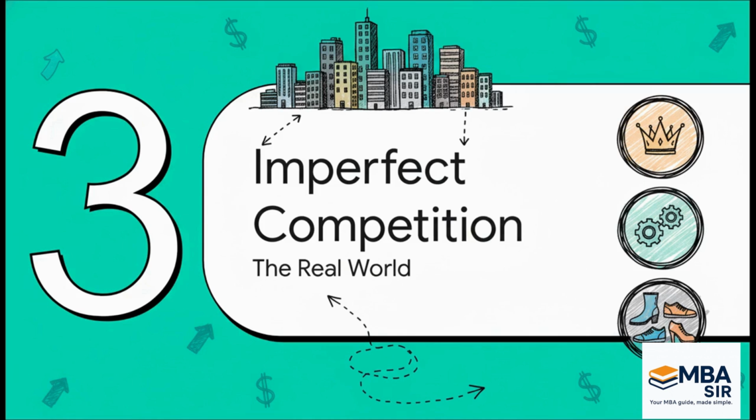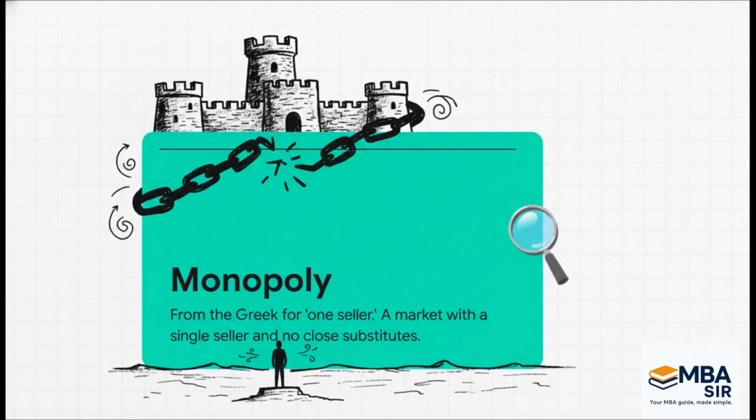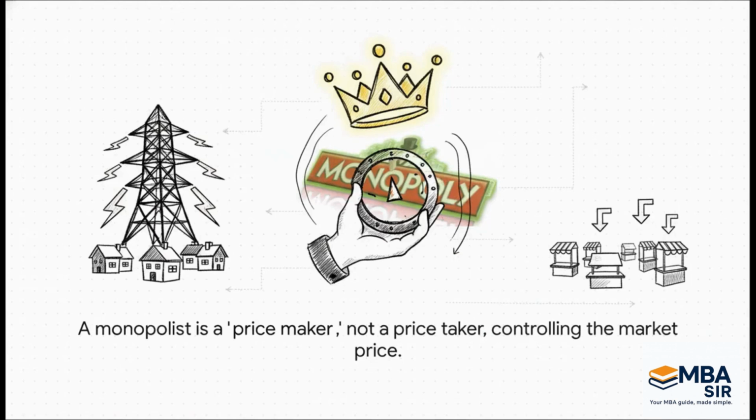We're going to break down the three big ones: monopoly, oligopoly, and monopolistic competition. Let's start at the total opposite end of the spectrum, the monopoly. The name literally comes from Greek, monos for one and polon for to sell. One seller, that's it. They're the only game in town selling something unique with no other real options.